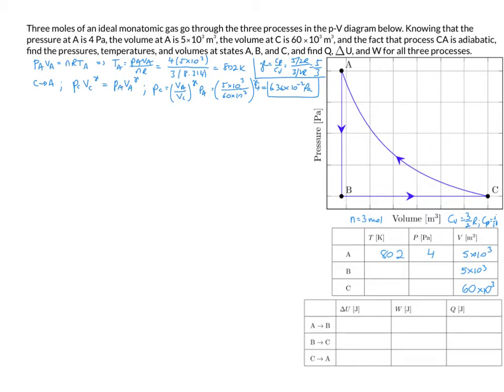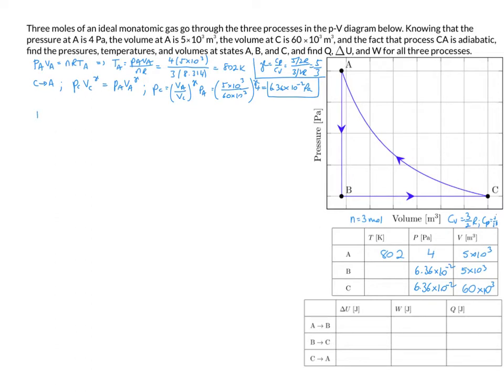And I'm going to put it at point C. So that's 6.36 times 10 to the negative 2. But since process BC is isobaric, that means that the pressure at B is also that. So that's 6.36 times 10 to the negative 2. Now I can use the ideal gas law for state B and C to solve for the temperature. So I will do just that.